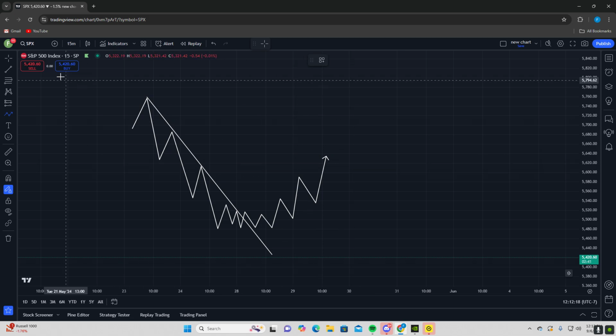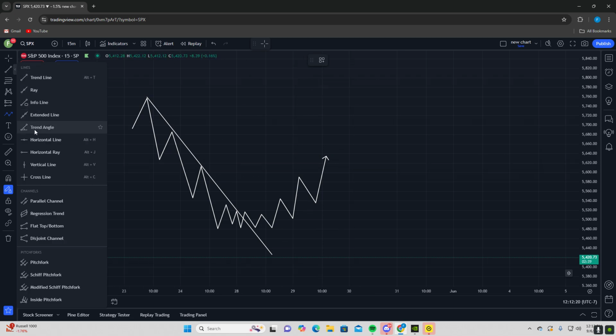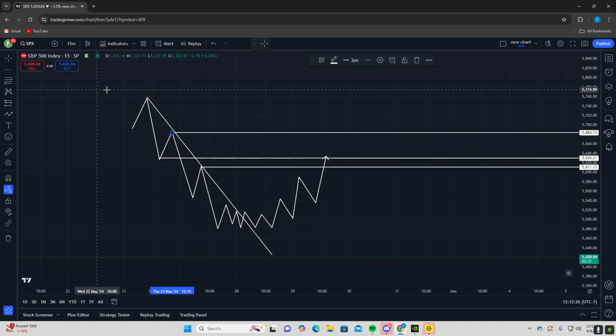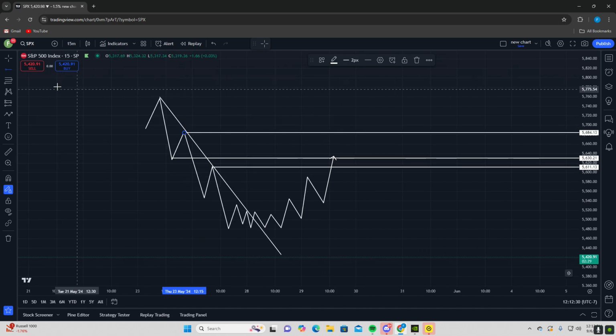If I were to enter this, I'd probably want to break some highs. So I'm probably going to want to break this high, probably this right here, and these right here. I'm looking to break those in order to continue higher. All right, now let's go on the chart to explain what I mean.